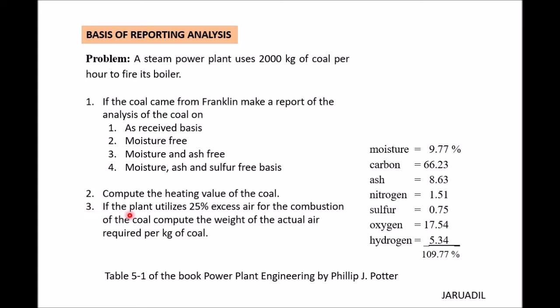Number 3, if the plant utilizes 25% excess air for the combustion of the coal, compute the weight of the actual air required per kilogram of coal. The reference of our solution here is Table 5-1 of the book Power Plant Engineering by Potter. First, you determine the ultimate analysis of the fuel. So determine the moisture, carbon, nitrogen, oxygen, sulfur, and hydrogen.